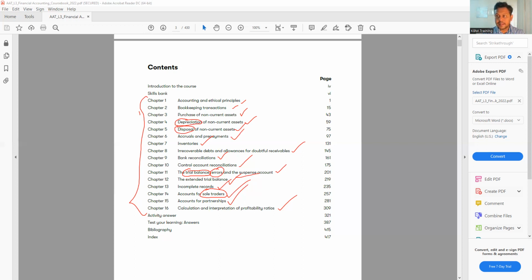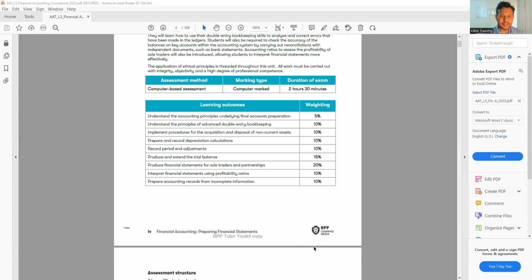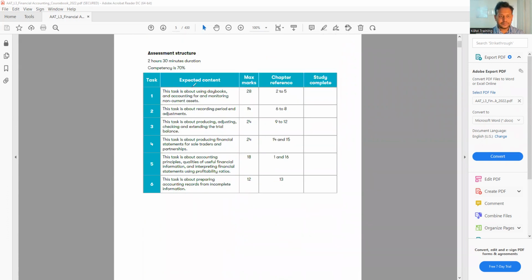All right, let's look a little bit at the exam criteria. You can see here, this will be a computer-based exam. Assessment method: computer-based assessment. Marking type: computer marked. Duration: 2.5 hours. And we have to answer 6 questions in the exam. So we have to score 70% to pass this exam within 2.5 hours.